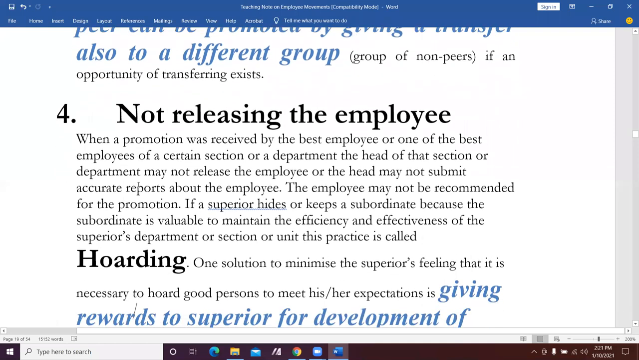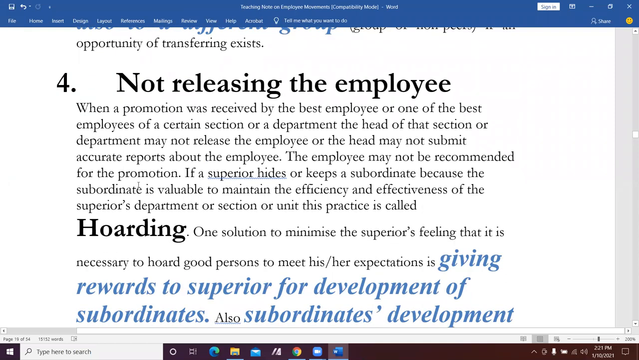They're not releasing the employee. That's another problem. This problem is called hoarding. Assume I am your superior, and you are an outstanding employee. Then top management decided to give a promotion to you. No longer are you under me; you have to go to another department by accepting that promotion, which I don't like and I don't allow. Why? Your leaving will really hamper the productivity of my department. Your leaving will be a serious barrier to my performance. I don't like to see you leaving my department, so I want to stop you and keep you within me.